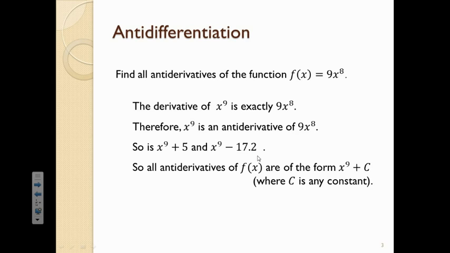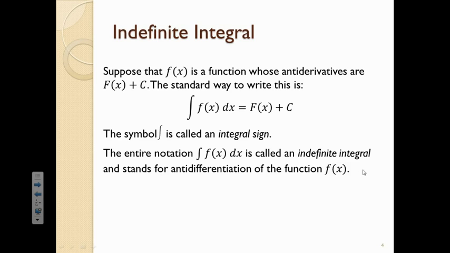But for now, just remember that any antiderivative will always be in the form of whatever you find the antiderivative to be plus c. Now, we have some new notation to learn, and it's this. Suppose that f of x is a function whose antiderivatives are capital F of x plus c.